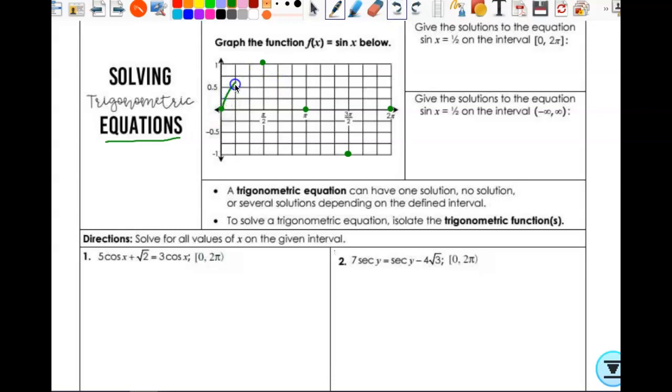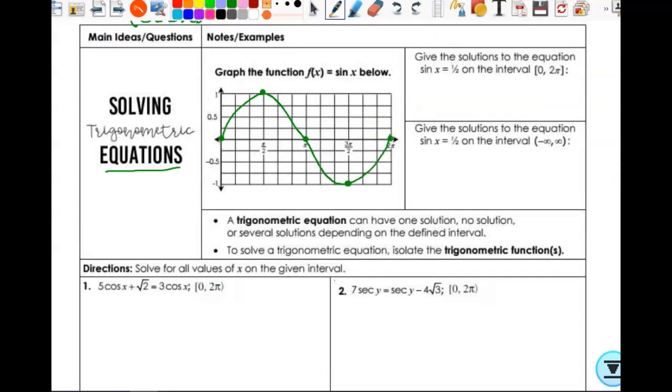Good enough for what we need for right now. So here it says, give these solutions to the equation sine of x equals 1/2. So if sine of x equals 1/2, then x equals the sine inverse of 1/2.